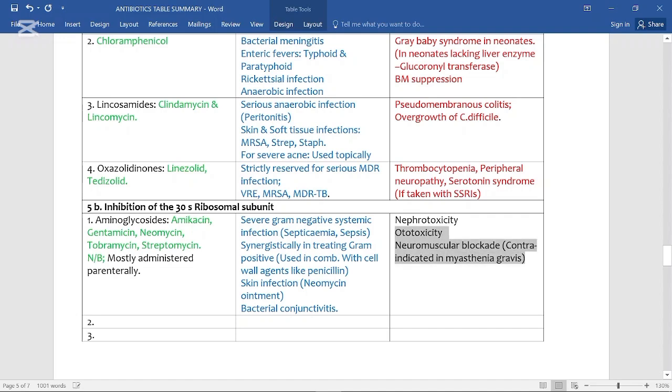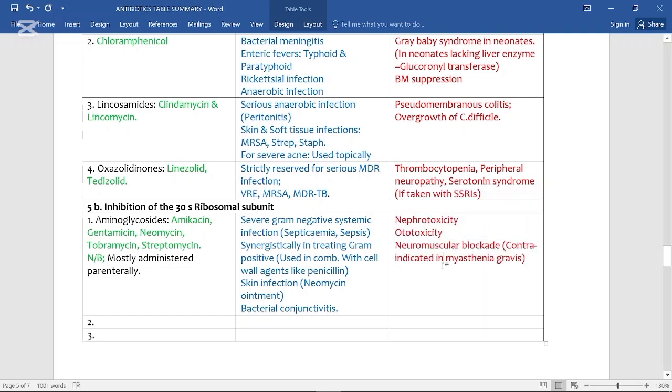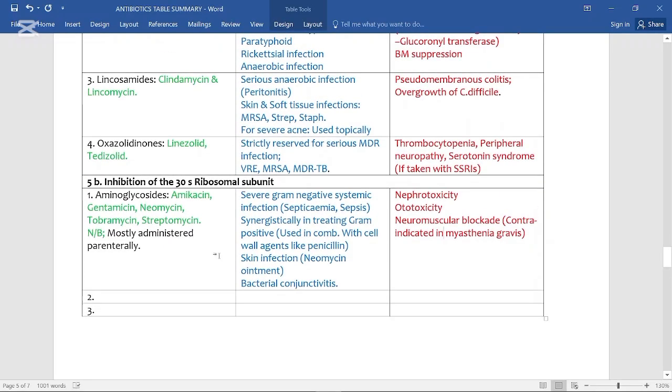And you've got other side effects, but these are the major ones that you have to remember when it comes to using aminoglycosides. Think of the nephrotoxicity, think of the ototoxicity, think of the neuromuscular blockade that may come by using this drug, and the rest. So that's all about aminoglycosides.